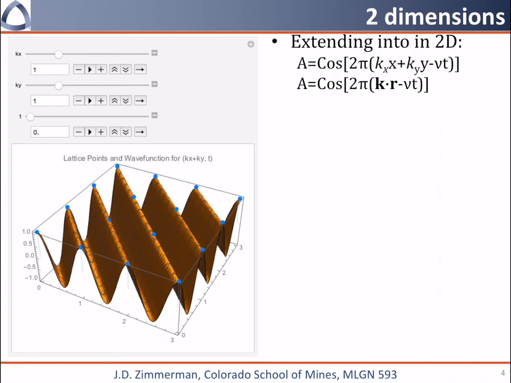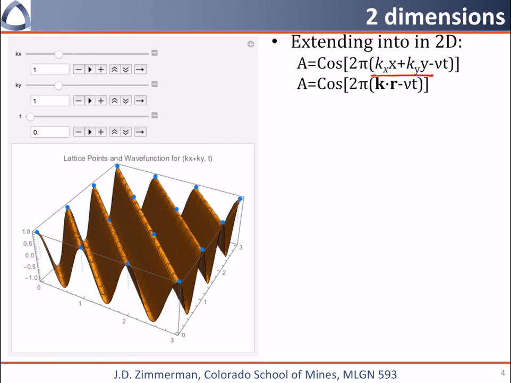I want to extend the ideas that we developed on the last slide into a two-dimensional picture. So all we have to do is move up in a dimension in space. The way we're going to do that is we're going to replace our one-dimensional wave number, which was k in the last slide, with a k in the x direction and a k in the y direction. Now you may see these combined into a general case that has a vector form and a position in space r.